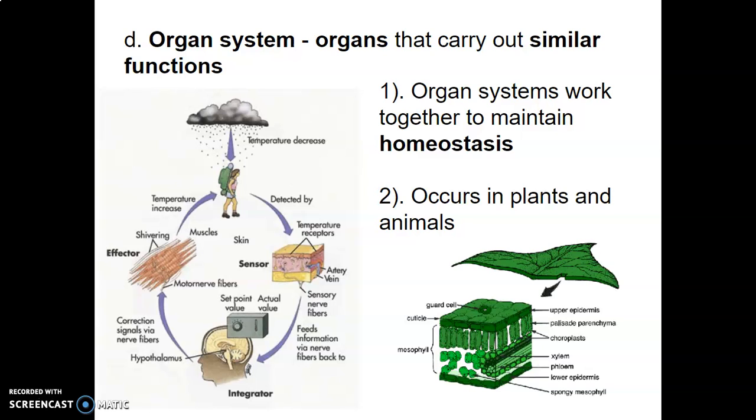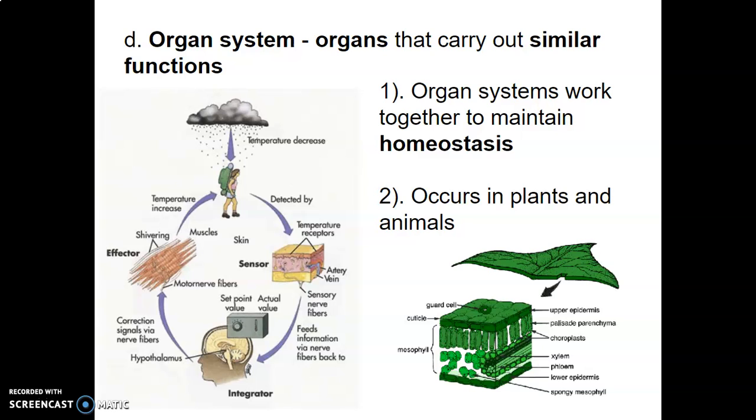Organ systems work together to maintain homeostasis. Homeostasis is simply that state of normalcy. It's where every organism wants to be in regards to its environment. So we want the temperature to be just so. We want the moisture to be just so. We want our food sources to be readily available. All this. There are organ systems.